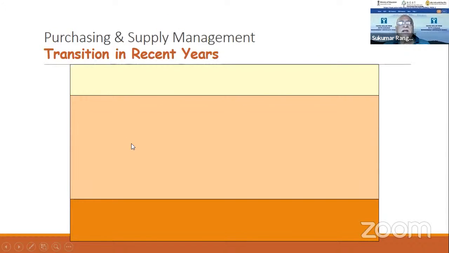Now, the philosophy of purchasing and supply, there has been a transition. I would say it has already happened in the last 10 plus years in India. About 15 years before, the thinking generally was that you must have multiple suppliers for every item which you purchase.